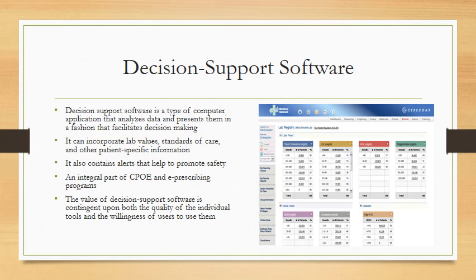Decision support software. Decision support software is a type of computer application that analyzes data and presents them in a fashion that facilitates decision making. It can incorporate lab values, standards of care, and other patient-specific information. It also contains alerts that help to promote safety. It is an integral part of CPOE and e-prescribing programs. The value of decision support software is contingent upon both the quality of the individual tools and the willingness of the users to use them.